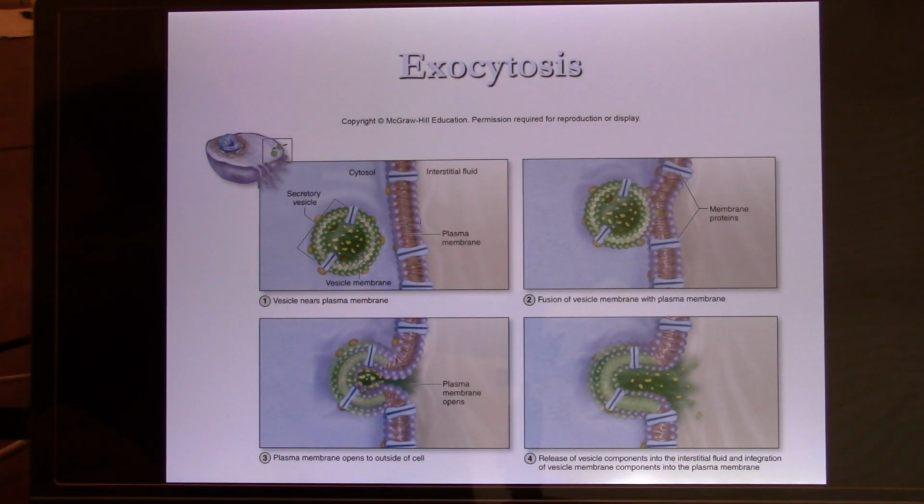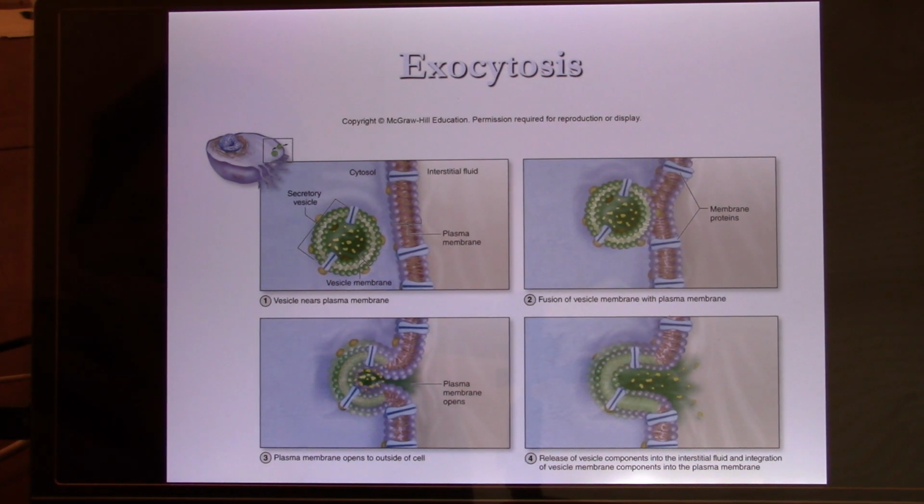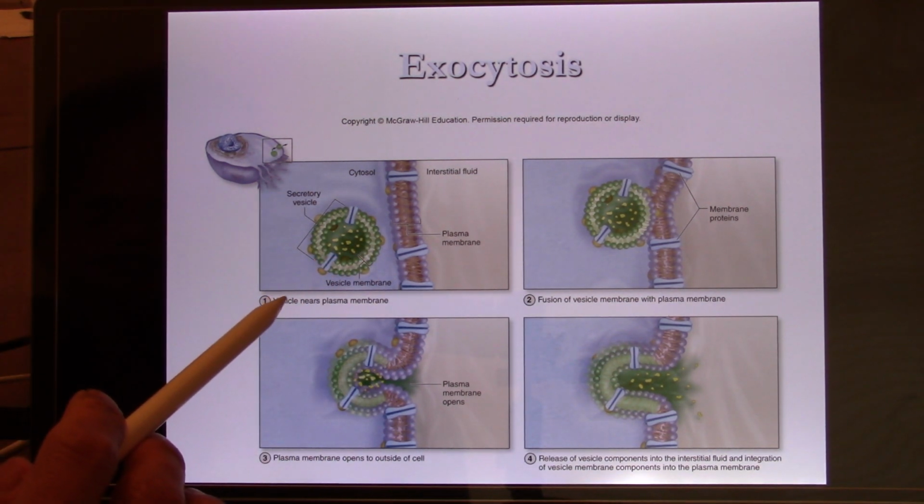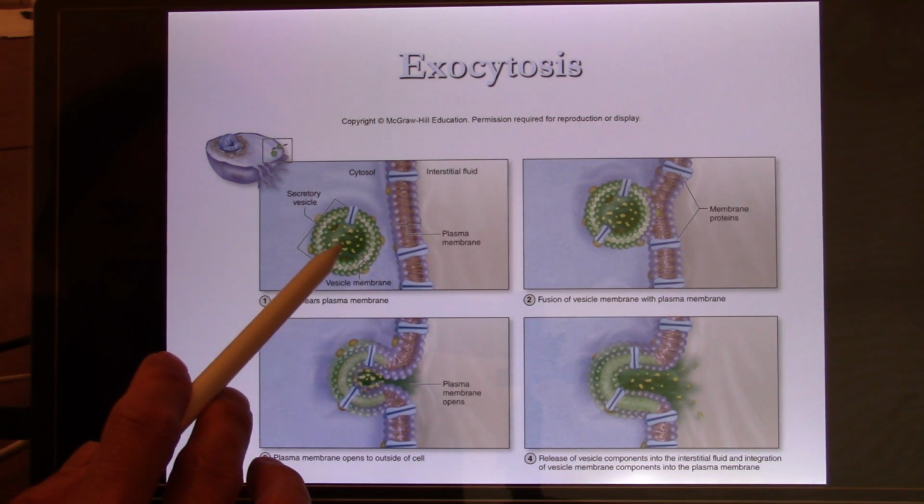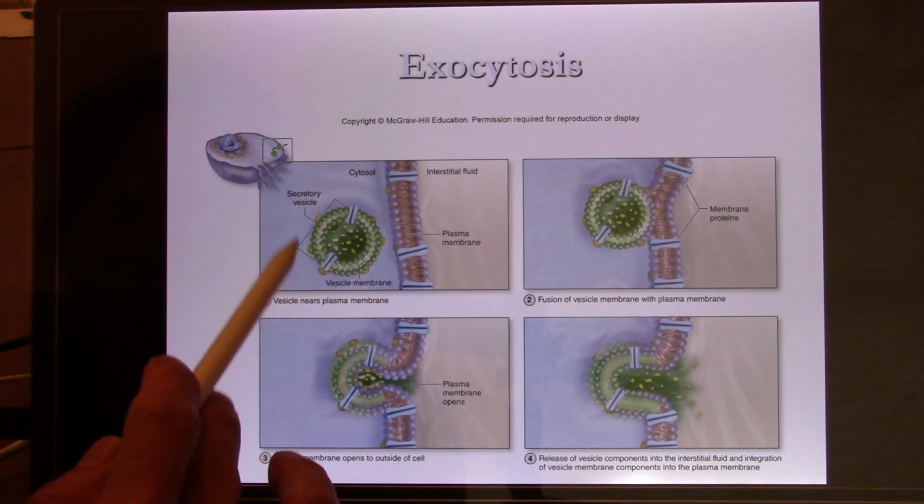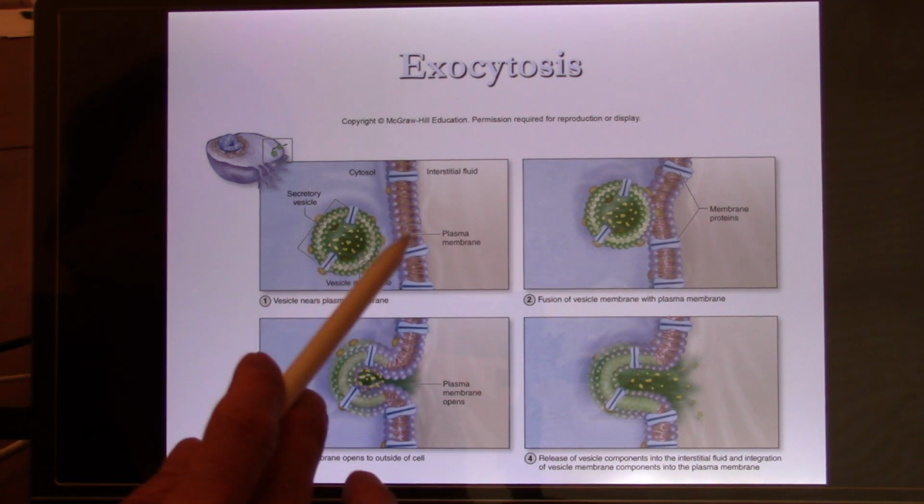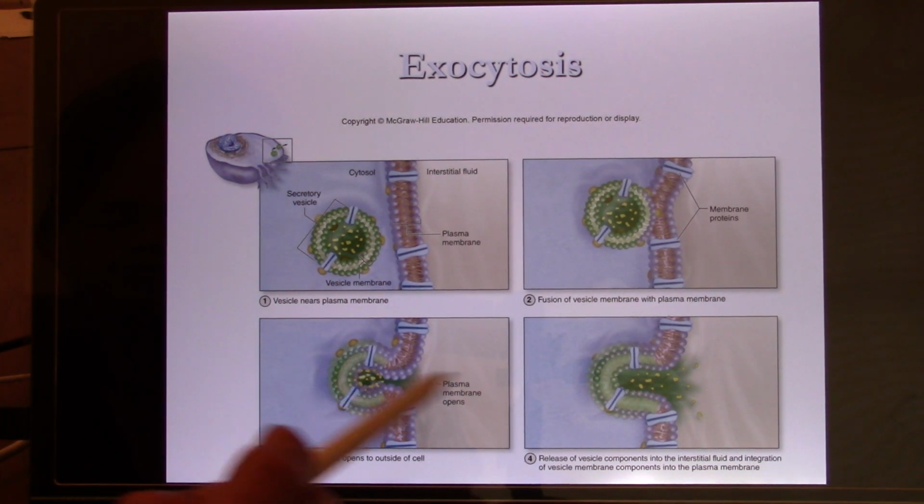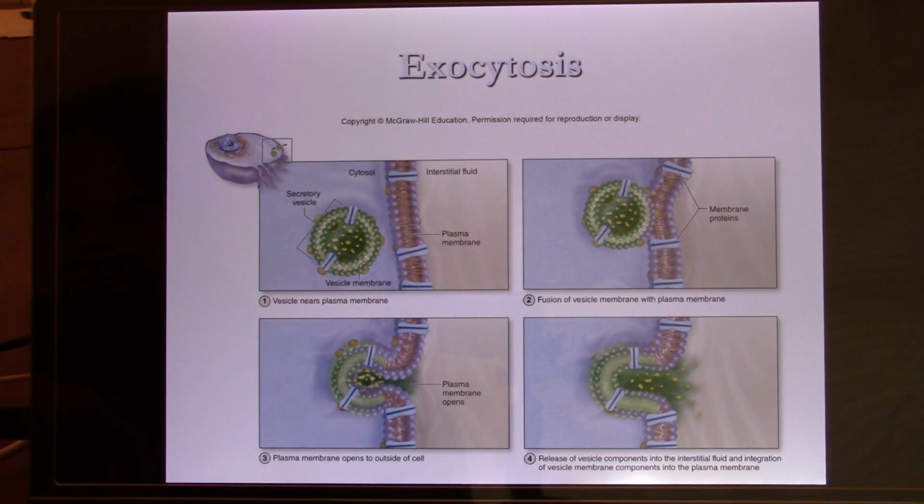So exocytosis, for example, neurons. When neurons release neurotransmitter, they put those neurotransmitters in vesicles. And when they need to release the neurotransmitter, it will cause vesicle fusion, because the vesicle is made of phospholipid. So when it fuses with the cell membrane, the neurotransmitter just moves out. So that's exocytosis.